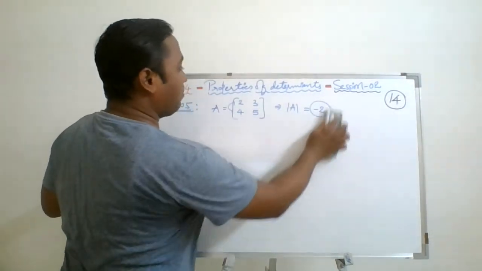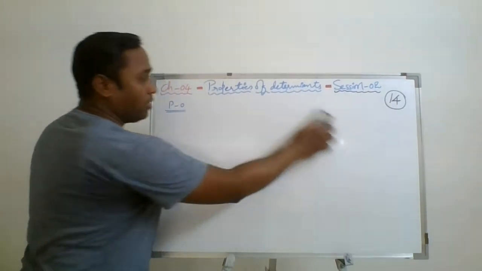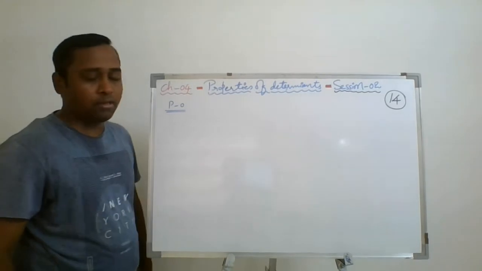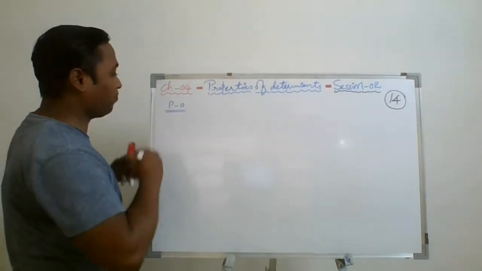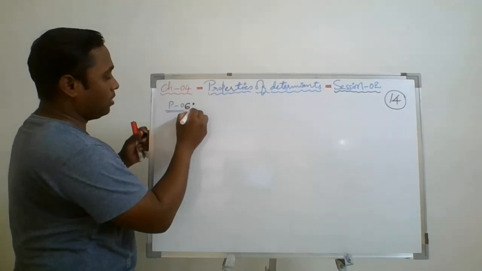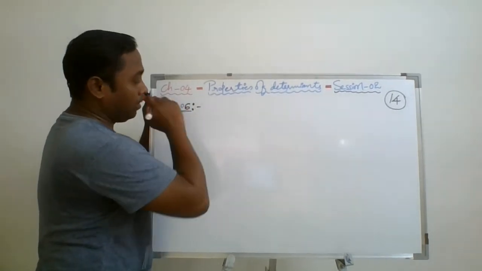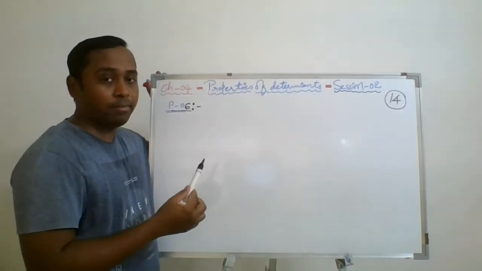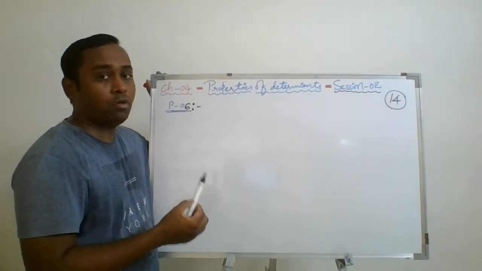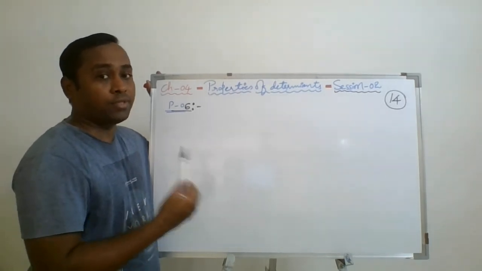It's very interesting. Property number 6. People love to remember and use it; it is a lot of fun to use it in problems. Property number 6, a very interesting property. What does it say? If all the elements of any particular row or a column are zeros, then the determinant value becomes 0.